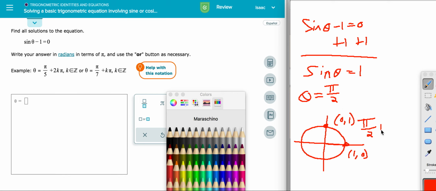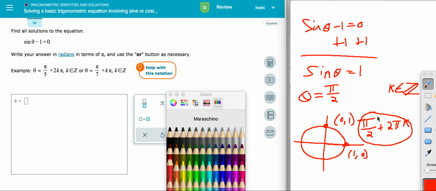Okay, so if you add 2 pi to it, that's another solution, right? Because here's pi over 2. 2 pi is a rotation, so that's also true. And then another 2 pi is also true. So we're going to add 2 pi and then a letter k, where k is an element of the set of integers. That's shorthand for saying k is an integer. Okay, because it could be plus 2 pi, plus 4 pi, plus 6 pi. That'd be 6 pi would be 3 rotations, etc., etc. So this is the full solution.